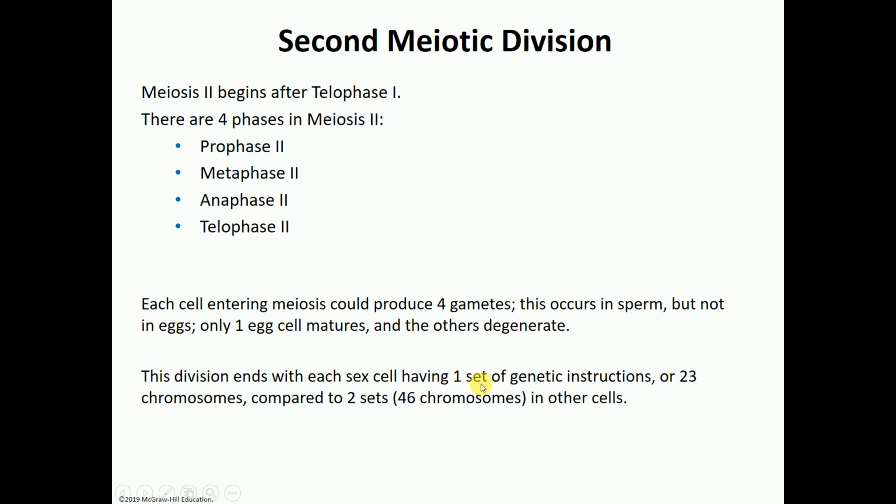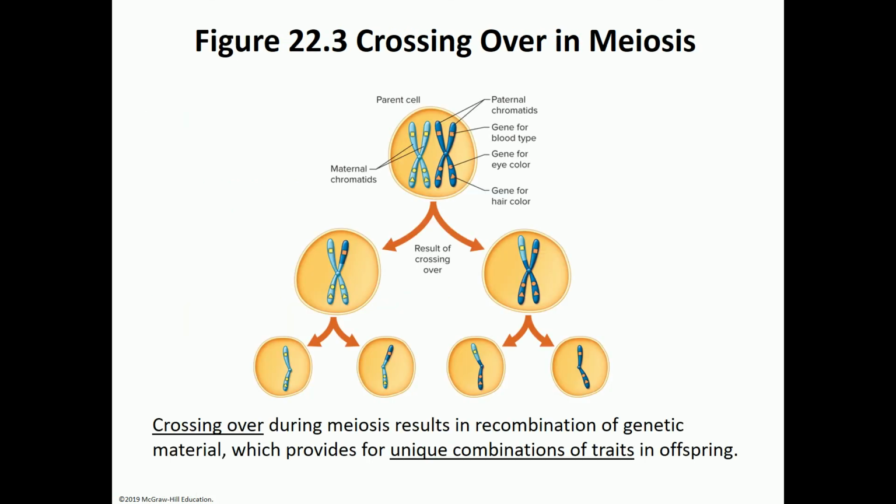So the division ends with each cell having just one set of genetic instructions, or just 23 chromosomes. Again, when it unites with the other gamete, we will go back to what our somatic cells have, which are the 2 sets or 46 chromosomes. And you can see here the process of crossing over that happens during meiosis 1, where we are making 4 unique gametes at the end. So the crossing over provides for a unique combination of traits in our offspring.